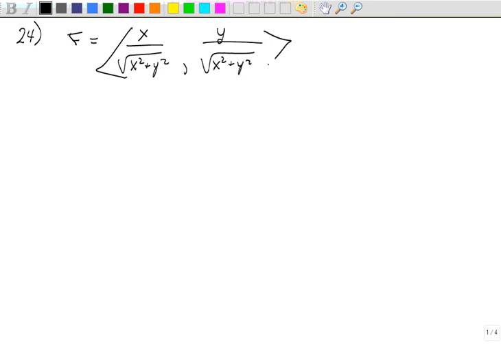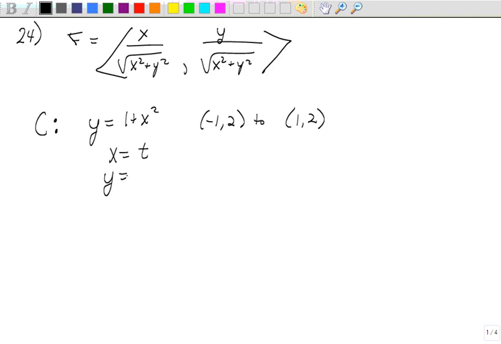In 24, I have f is x over the square root of x squared plus y squared, y over the square root of x squared plus y squared. And c is the parabola y equals 1 plus x squared from negative 1, 2 to 1, 2. Now, for c, I'm going to let x be t and y be 1 plus t squared. Then t is going to be going from negative 1 to 1.